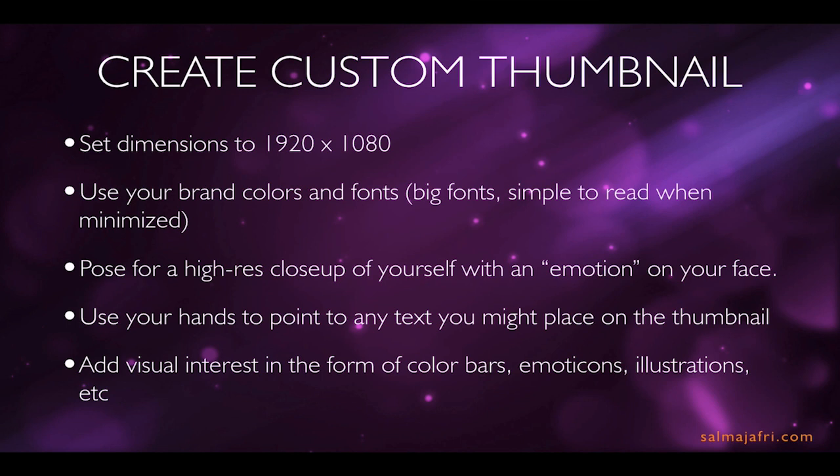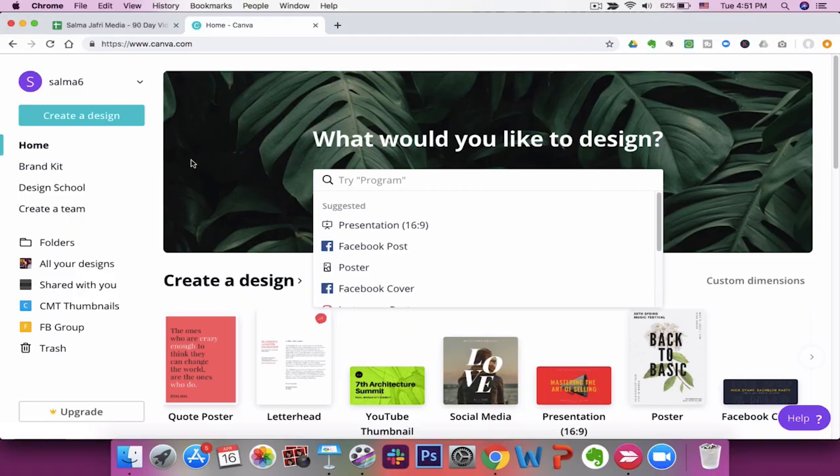And you also want to use your hands to point to any text that you might place on the thumbnail because it directs the eye to read something specific that you want people to read. And you want to add visual interest in the form of colors, color bars, emoticons, illustrations, etc. So let me show you what thumbnails can look like.